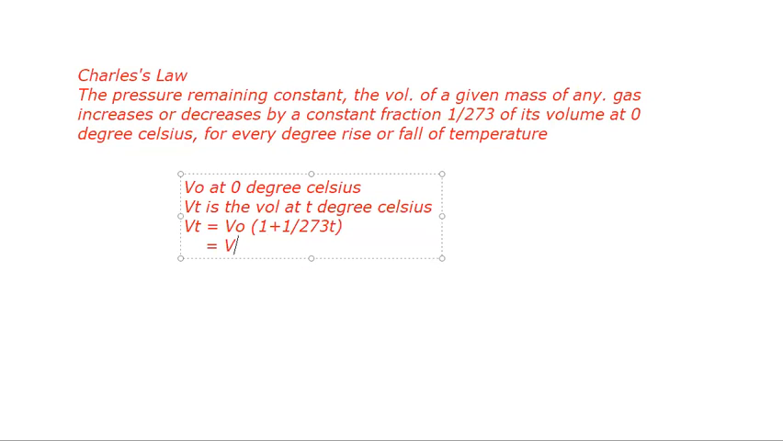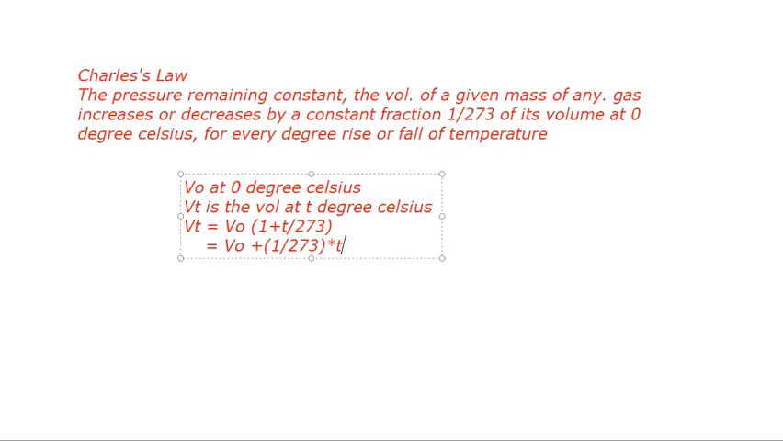We are getting V0 plus 1 by 273 times of... 1 by 273, and T is better to write here so that there is no confusion. Better to write T here, T by 273. So this whole thing, 1 by 273 fraction into the change in temperature, into how many degrees you have changed.